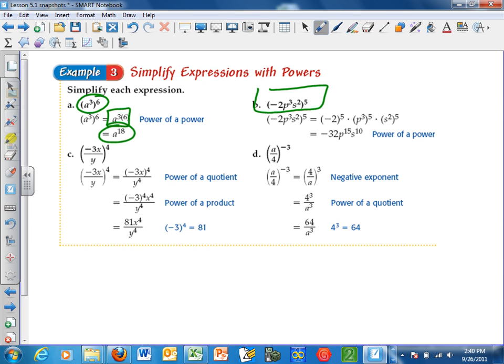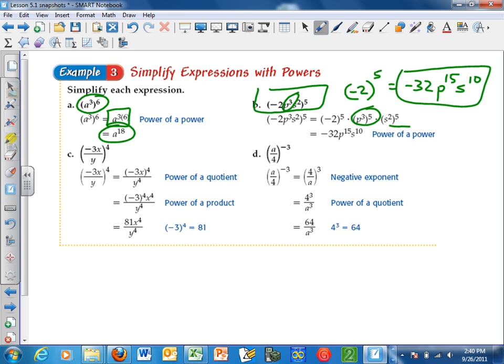This one over here, now it has a coefficient. You need to take that coefficient to the outside power. I do not multiply negative 2 times 5 because negative 2 is not an exponent. It is a coefficient. Okay, and put it in parentheses, that would be negative 32. And now you do the power to a power here with p to the third outside power of 5, which is what they're showing you right here. So that'd be p to the 15th. Same thing, you have s squared inside, and you take it to the 5th power, which would be s to the 10th. So that's what that answer is for that particular problem.